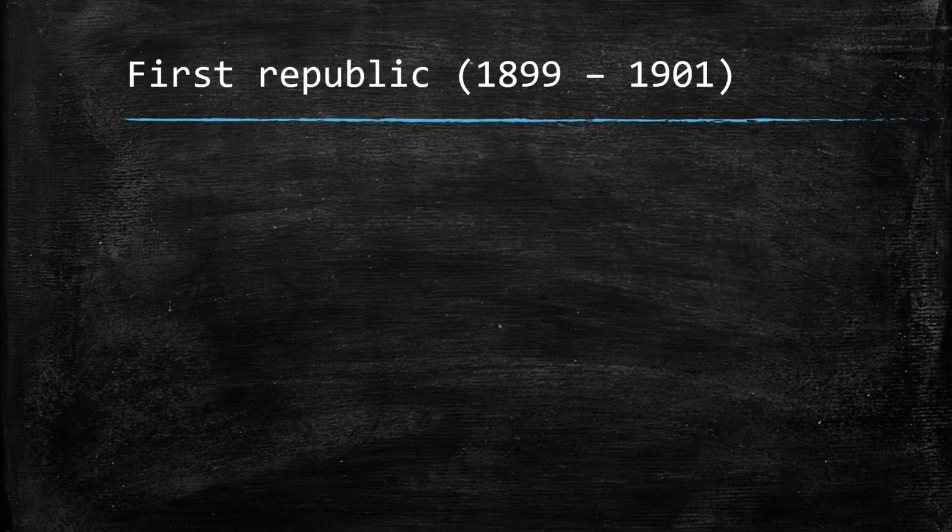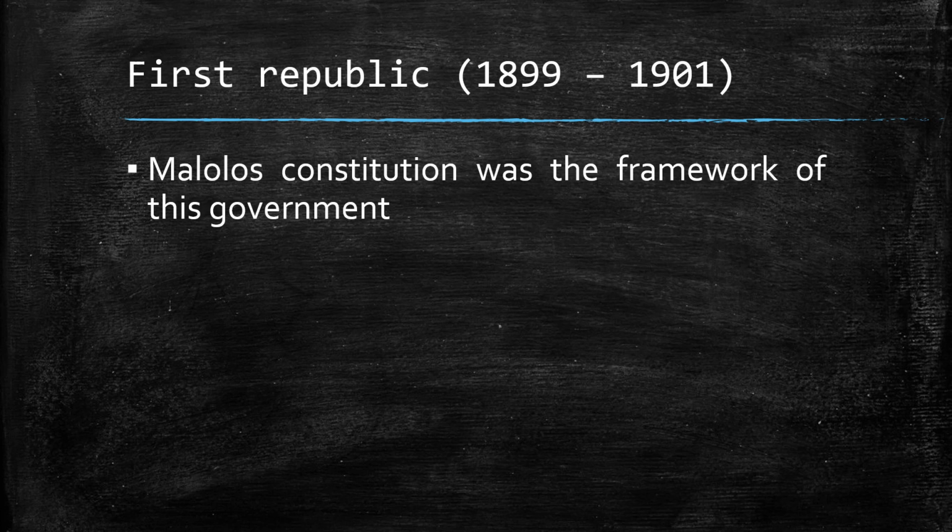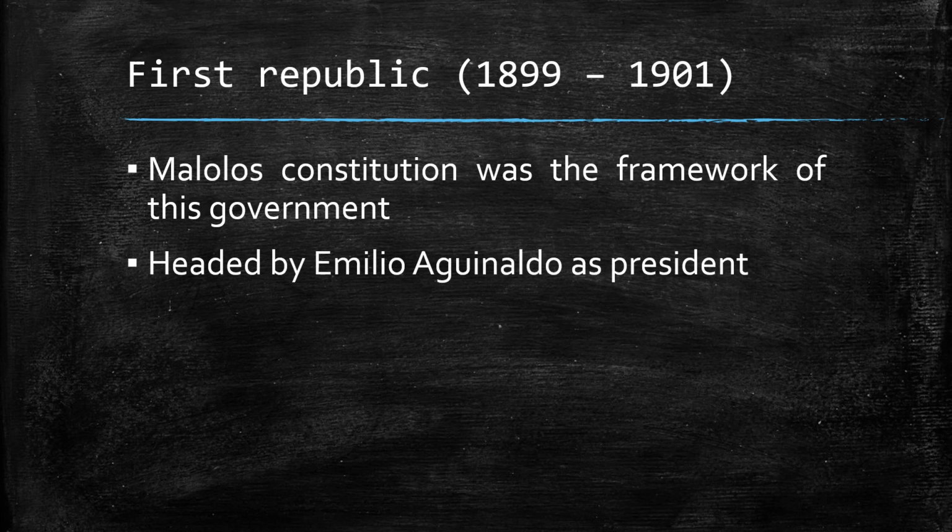The First Republic of the Philippines was established after the declaration of Philippine independence in 1898 in Kawit, Cavite. It was established in spite of the presence of the American forces in different parts of the country. In January 1899, the Malolos Constitution was created, and it was the framework of this government. This is also the reason why the First Republic is also known as the Malolos Congress or the Malolos Republic, headed by Emilio Aguinaldo as president.